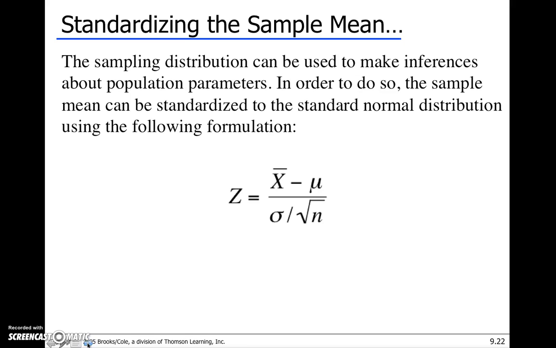Standardizing the sample mean is shown here. The sampling distribution can be used to make inferences about population parameters. In order to do so, the sample mean can be standardized to the standard normal distribution using the formulation z equals x bar minus mu over sigma over root n.